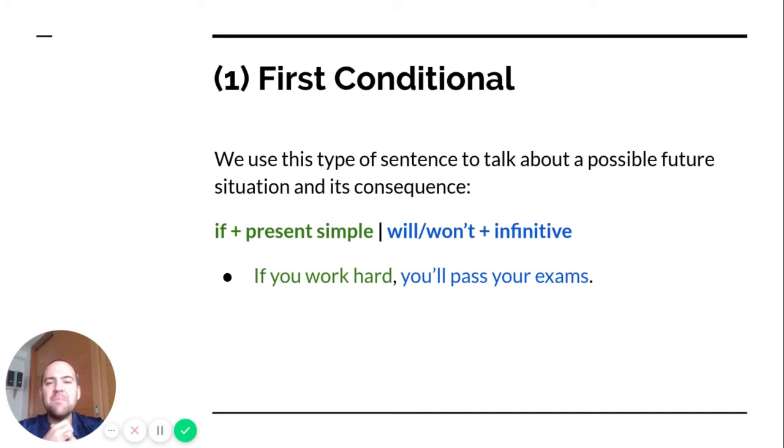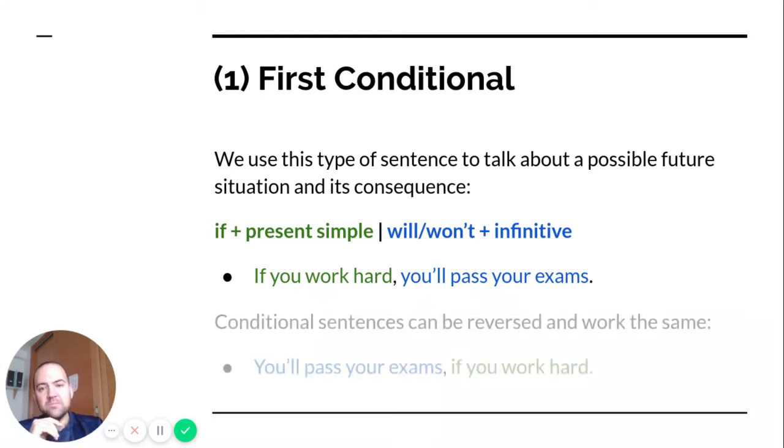Okay, so what am I saying here? You have two choices. You can work hard or not work hard. Yeah, those are the two choices that you have. If you work hard, you'll pass your exams. If you don't work hard, you might pass your exams, you might not. Okay, we don't know. But if you work hard, you'll pass your exams. Okay, this is a future situation and the consequence.